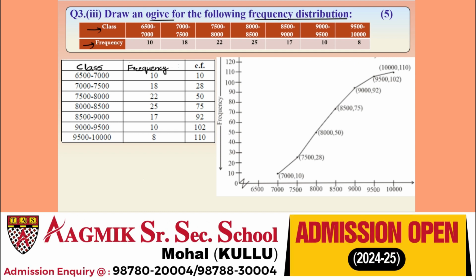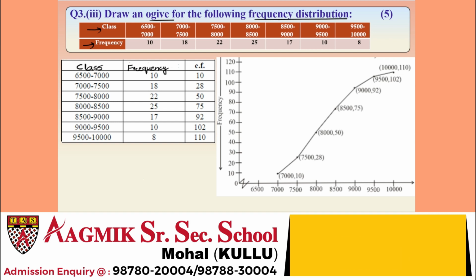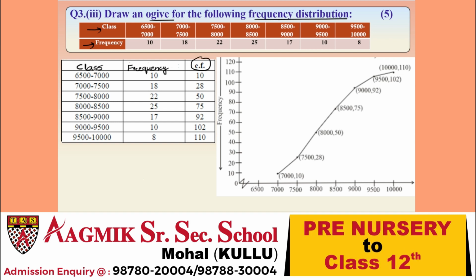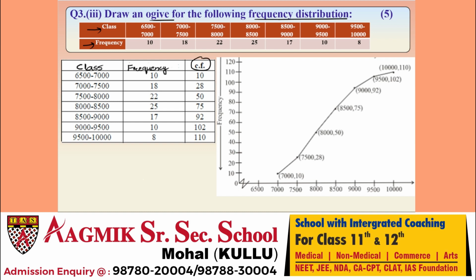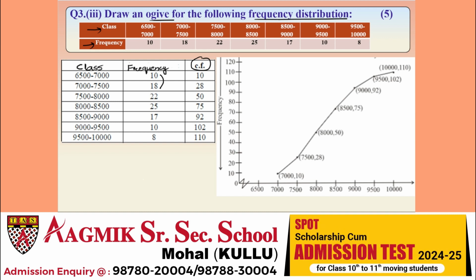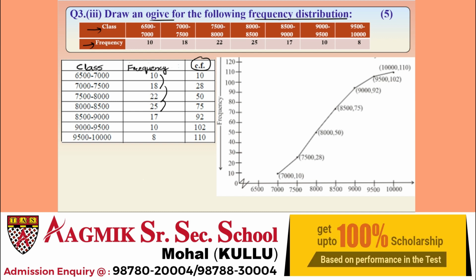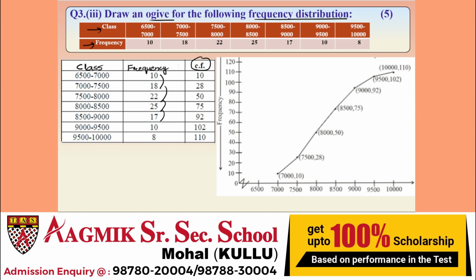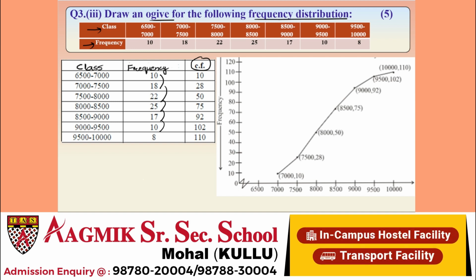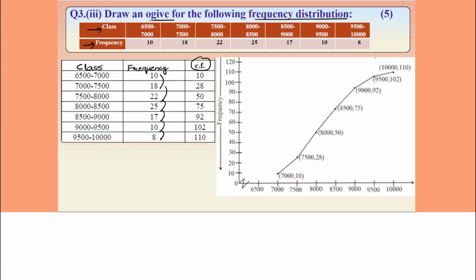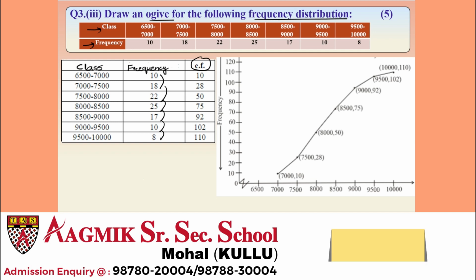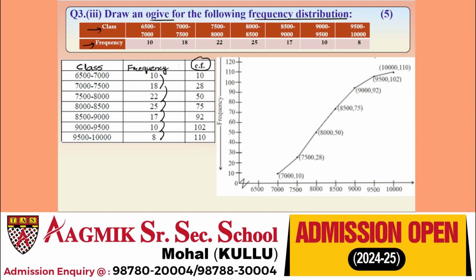Now for drawing the ogive, you have to form the table of cumulative frequency. So you know that we keep adding the previous frequencies. So 10 plus 18 will be 28, 28 plus 20 would be 50, 50 plus 25 would be 75, 75 plus 17 is 92, 92 plus 10 is 102, 102 plus 8 will be 110. Now we plot these points.